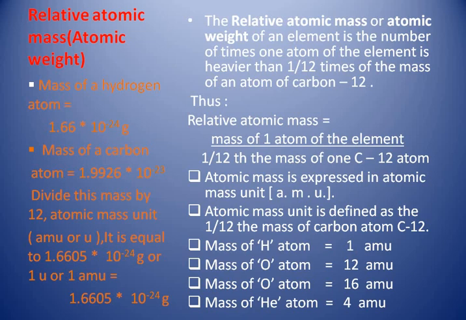Students, you all know about atomic masses from your previous classes. The atomic mass of a hydrogen atom is 1. Carbon is 12. Oxygen is 16. Helium is 4. Nitrogen is 14, and magnesium is 24. So we know all the atomic masses of the 118 elements present in the periodic table.